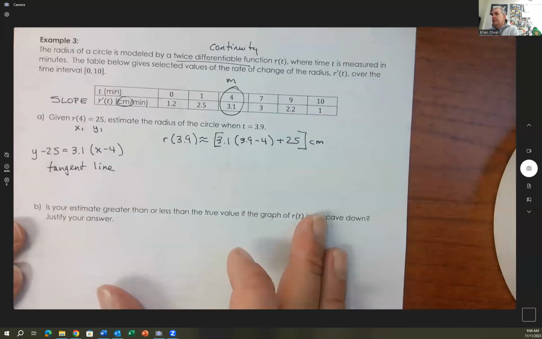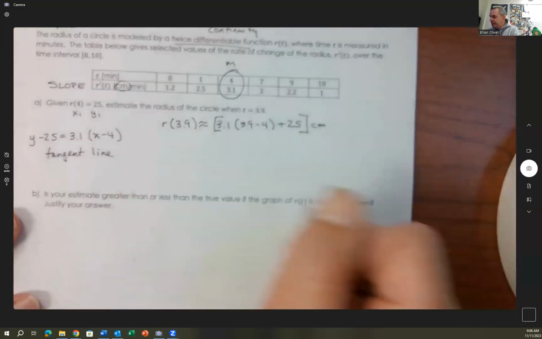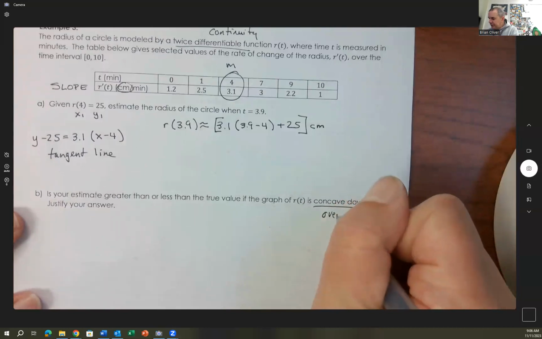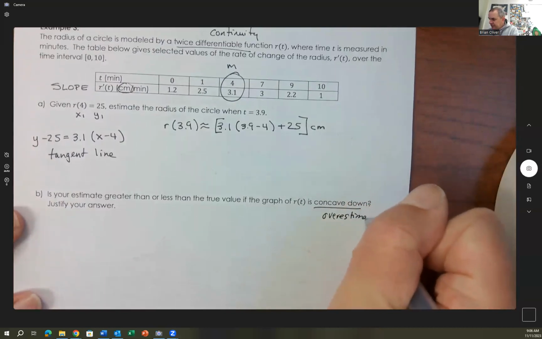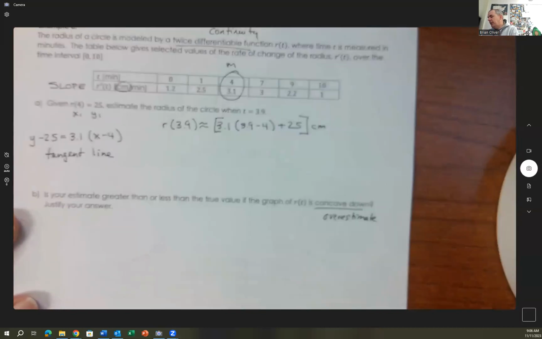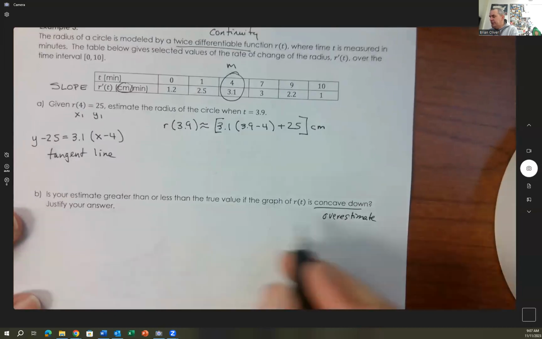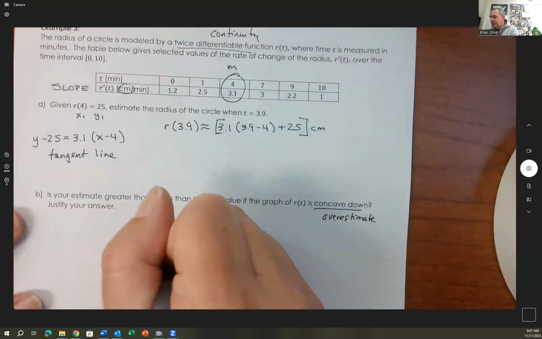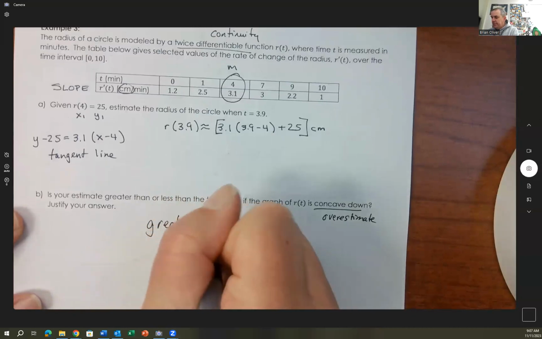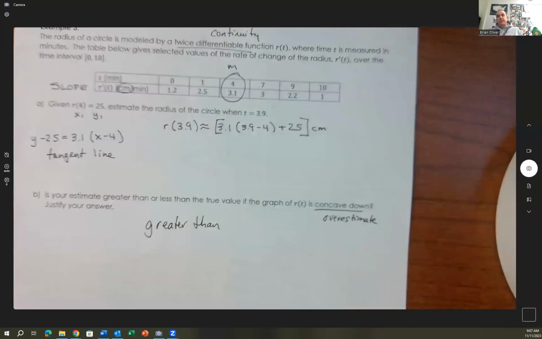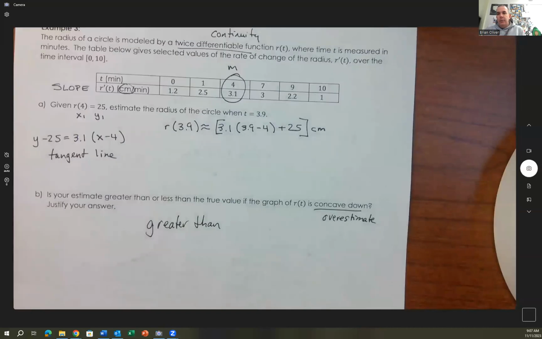And then the last one says it's concave down. Concave down implies overestimate. Is your estimate greater than or less than the true value? Because it's an overestimate, we're talking about a situation where it's greater than. Okay, so that is a linear approximation using the tangent line.